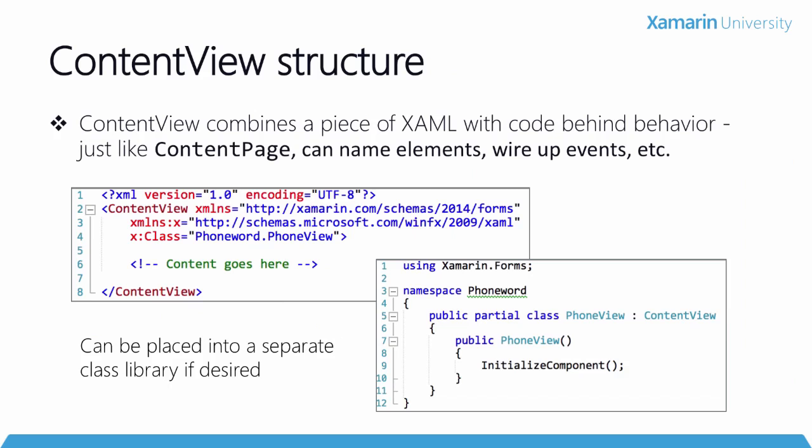Content view works exactly the same as content page. It consists of a XAML markup file, which describes the UI fragment that you're building, and an associated code behind file where you can interact with that UI. All of the things that we've talked about up to this point work exactly the same way. The difference is this isn't a complete page, it's just part of a page.